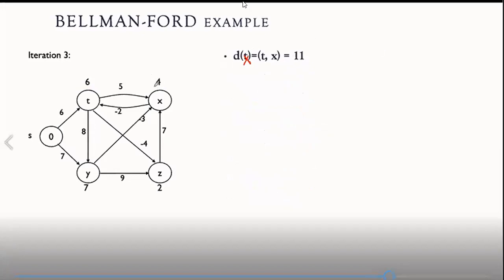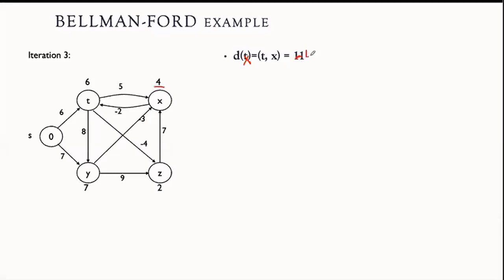Distance of x already has a small value. It's not 11, it should be 4. Okay, distance of x is 4. 6 plus 5 is 11, which is not less than 4, so keep it as 4 itself.